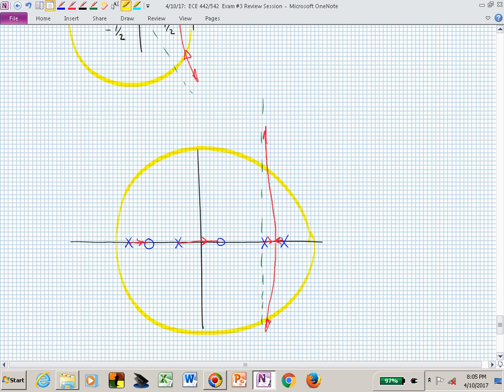So the asymptote, we'll talk about that after exam 3, but that will be related to the sum of the poles and the sum of the zeros divided by the pole zero excess. We'll learn those strategies for the centroid of that asymptote after exam number 3. So that would tell us where those asymptotes are centered. Their centroid is on the real line.